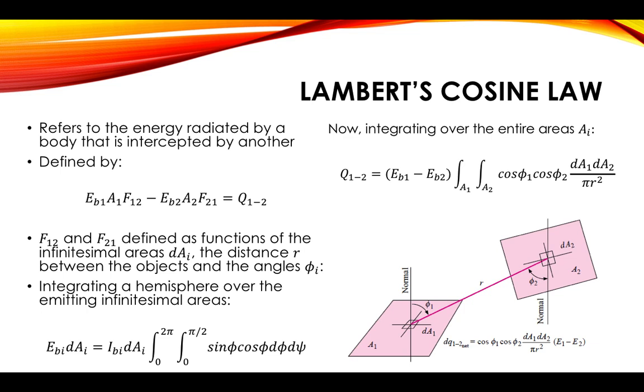So the energy transfer between the two areas, Q1,2, equals the subtraction E sub B1 minus E sub B2. So the subtraction between the total energy of area 1 and the total energy of area 2, times the integration of the entire area 1 times the integration of the entire area 2: cosine phi sub 1 times cosine phi sub 2 times the infinitesimal area 1 times the infinitesimal area 2 over pi r squared.